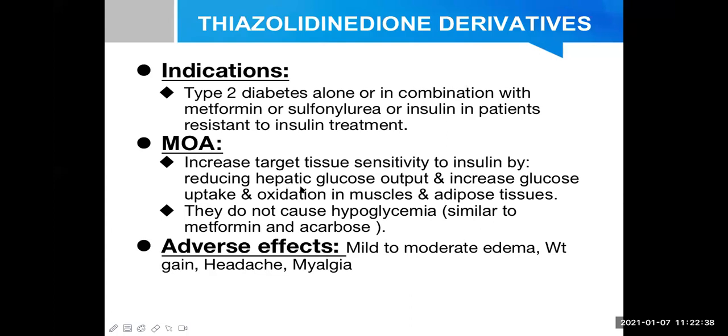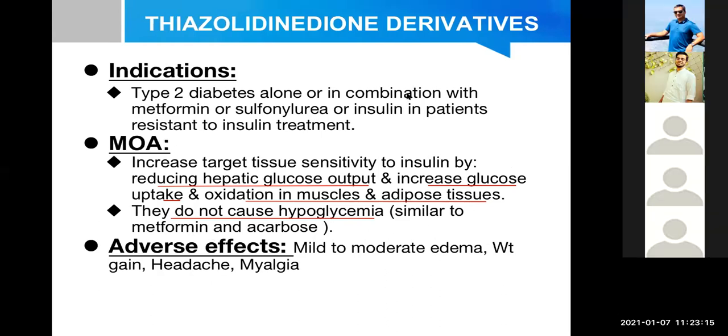They also reduce hepatic glucose output and increase glucose uptake as well as oxidation in the muscle and adipose tissue. So this is a further effect of the glitazones. See this: they reduce hepatic glucose output, and that's why they decrease the blood sugar level. They increase glucose uptake and oxidation in the muscles and adipose tissue. These are good points for the treatment of diabetes. They do not cause hypoglycemia because they do not increase the release of insulin, just like metformin or acarbose.